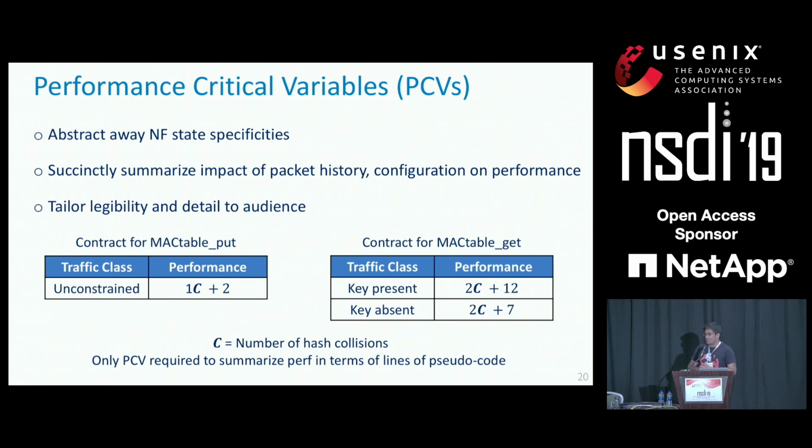The contract for the put is unconditional, but the contract for the get has 2 sub-branches because the code behaves differently depending on whether the key is present or absent in the map. And here C, the number of hash collisions, is the only PCV that we require to summarize the performance of the MAC table for the metric number of lines of pseudocode.